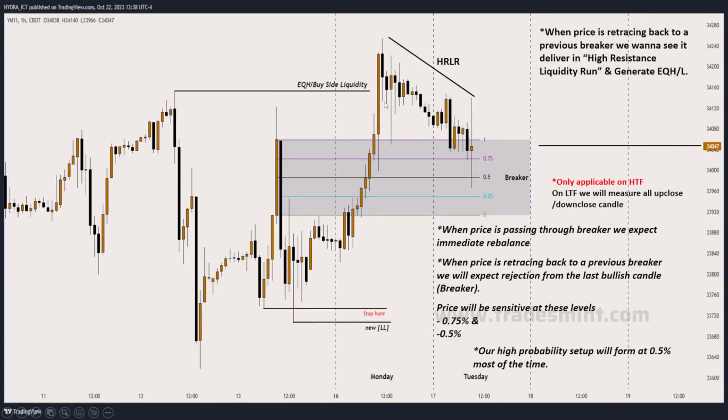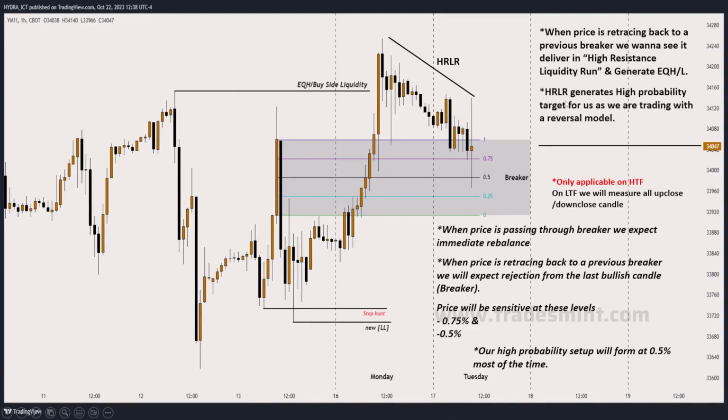Price is just trading in a seek and destroy mode, delivering with a lot of choppiness and less volatility, right? So when price is retracing back to a previous breaker, we want to see it deliver in a high resistance liquidity run and generate equal high and equal low. When price generates equal high and equal low, it will work as a high probability target for us. We are expecting to see a reversal from this breaker, right? So we need a target for that. And what can be a good target, any better target than a relative equal high or low? Relative equal high and low, folks, work as a magnet for price.